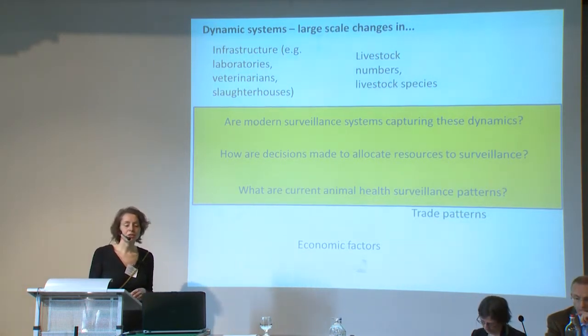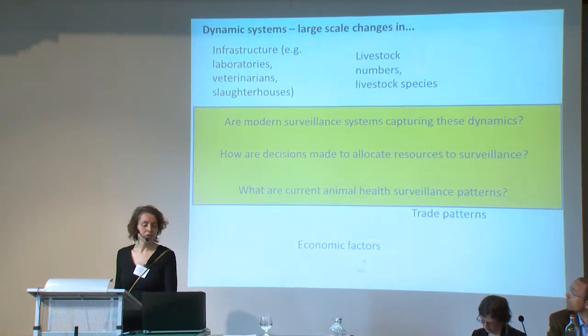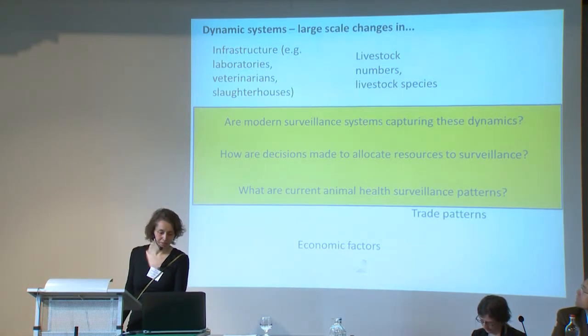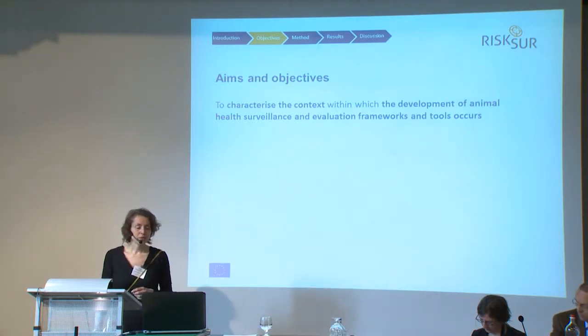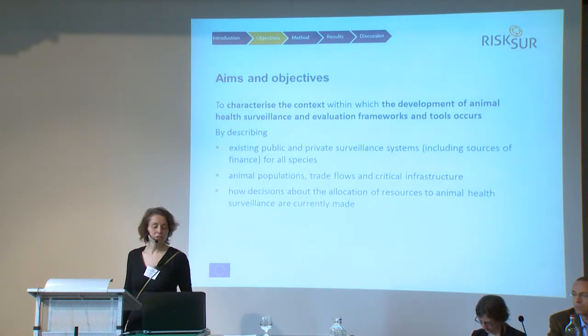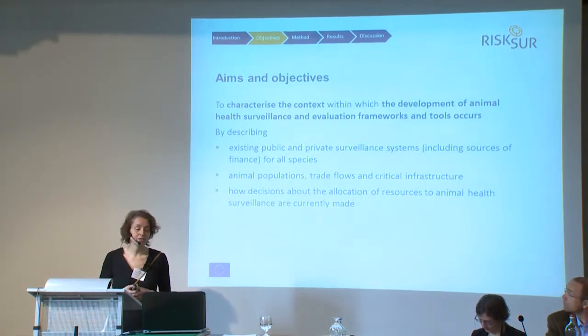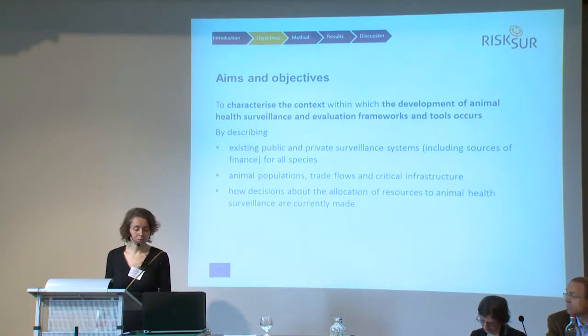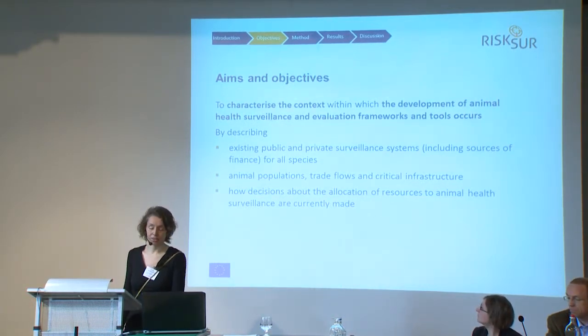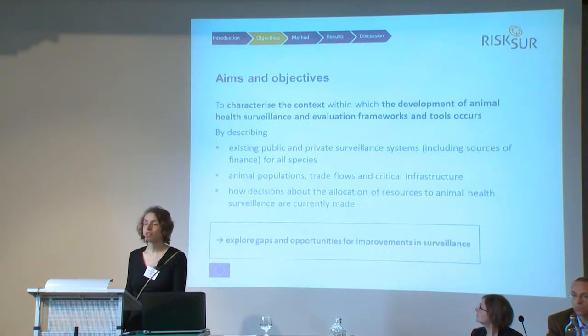How are decisions made to allocate resources to surveillance? And what are current animal health surveillance patterns? So we then wanted to characterize the context within which the development of animal health surveillance and evaluation frameworks and tools occurs by describing existing public and private surveillance systems, and also having a look at the animal populations, trade flows, and critical infrastructure that is in place to serve these systems, and then also how decisions about the allocation of resources to animal health surveillance are currently made, with the aim to explore gaps and opportunities for improvements in surveillance.